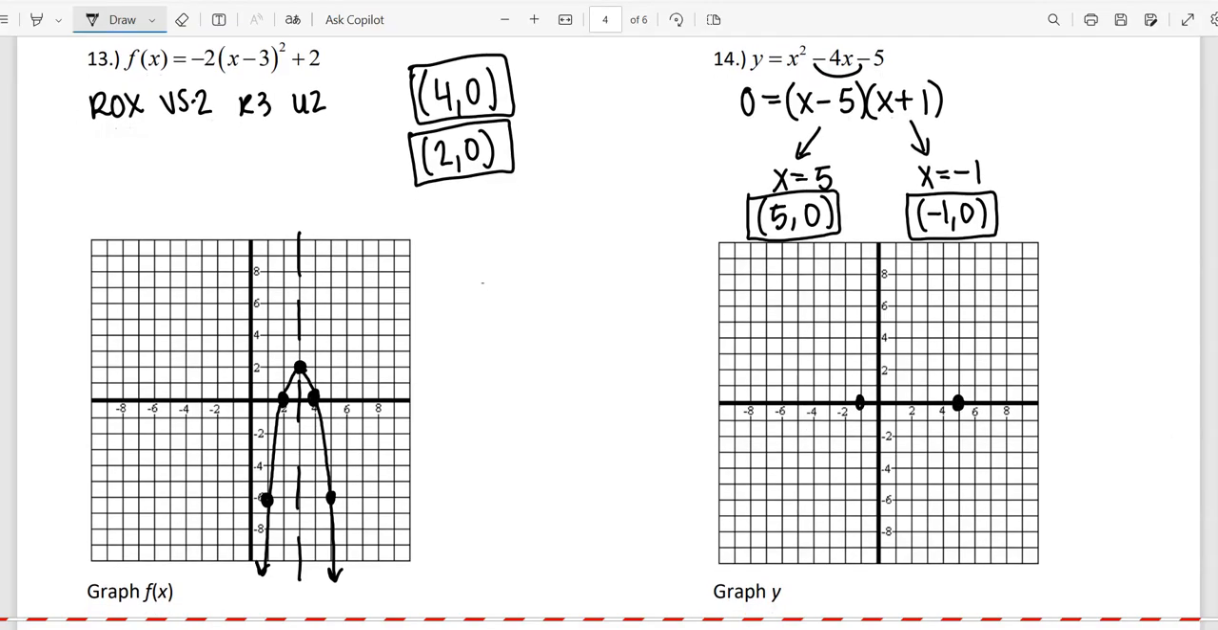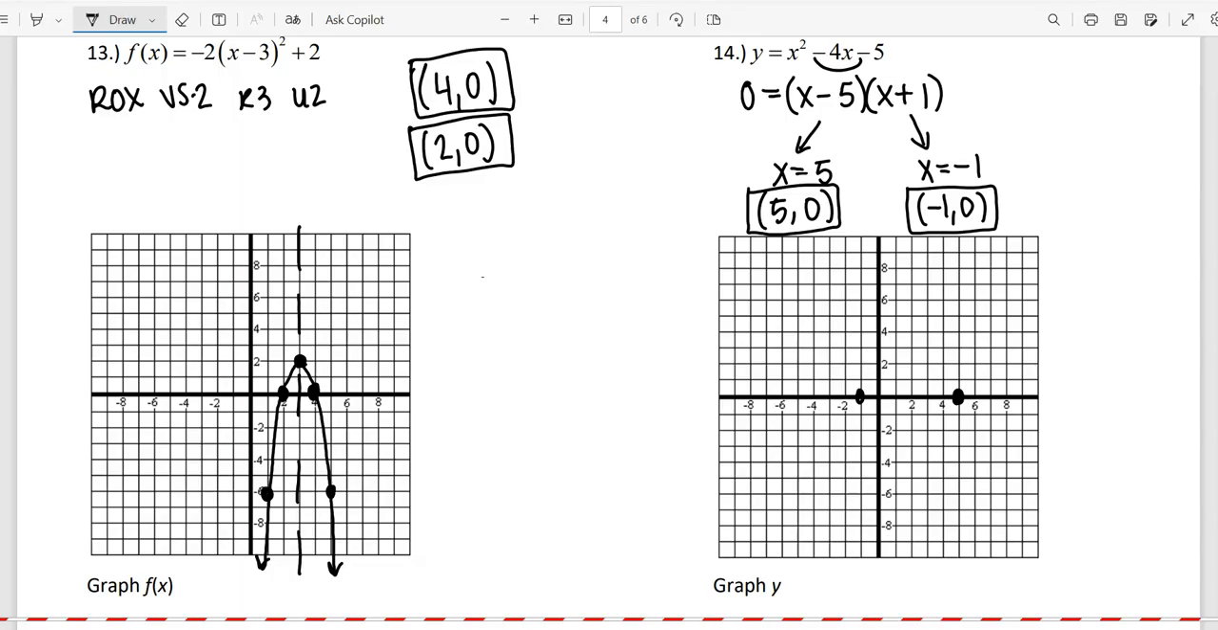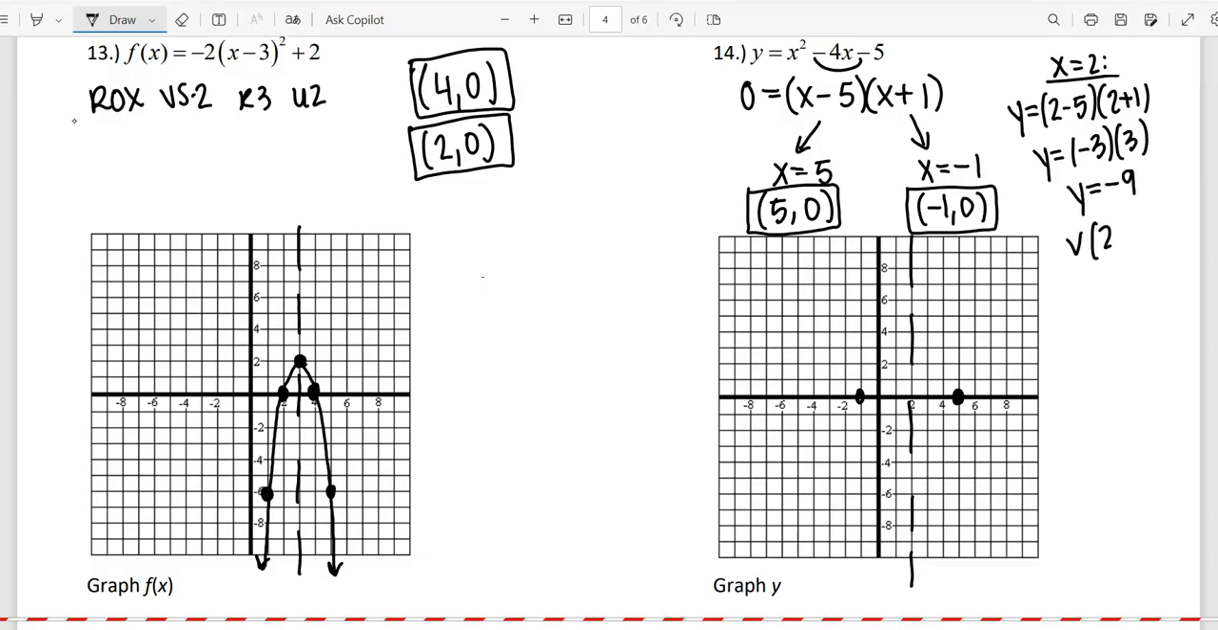And then from there, if I'm graphing it, what could I do? Where's the axis of symmetry? 2. Okay. What could I do from there? How do you get your vertex? You can plug in 2 to your equation or your factors, right? So if I plug in x equals 2 in factored form, y equals 2 minus 5 times 2 plus 1. What's 2 minus 5? Negative 3. What's 2 plus 1? 3. And what's negative 3 times 3? Negative 9, so your vertex is at 2, negative 9.